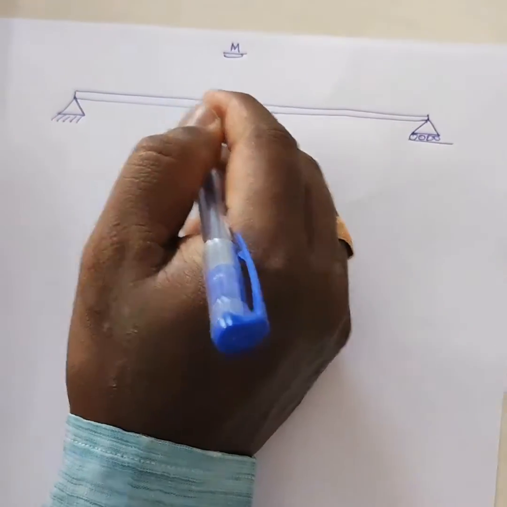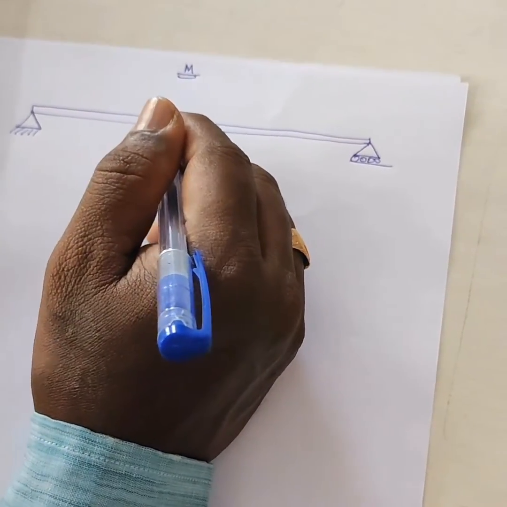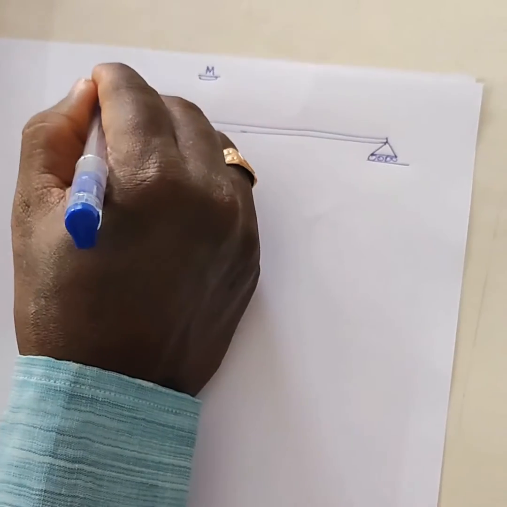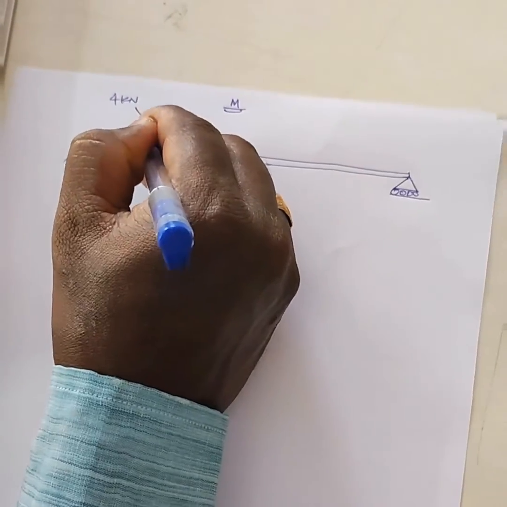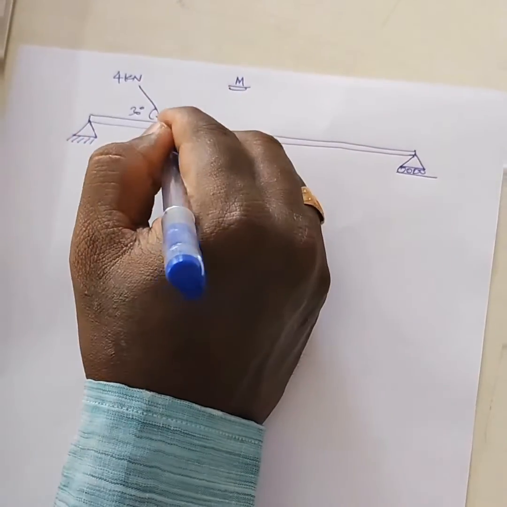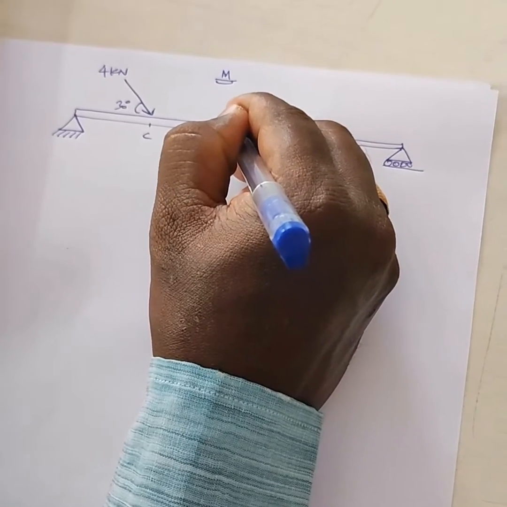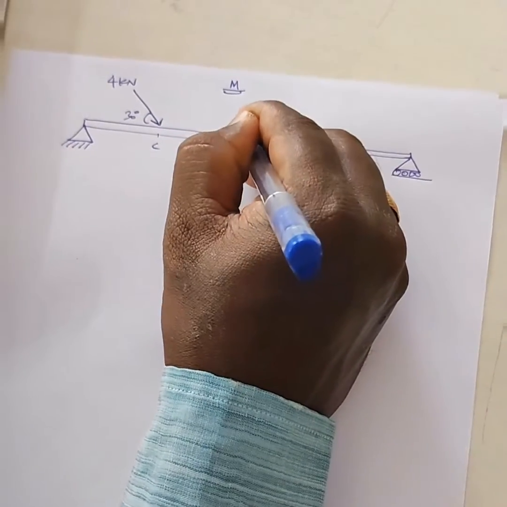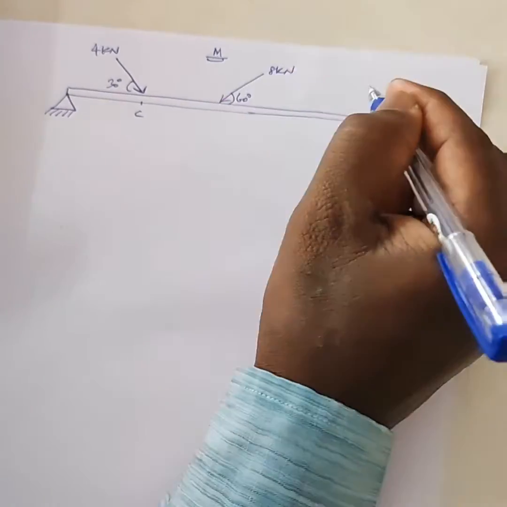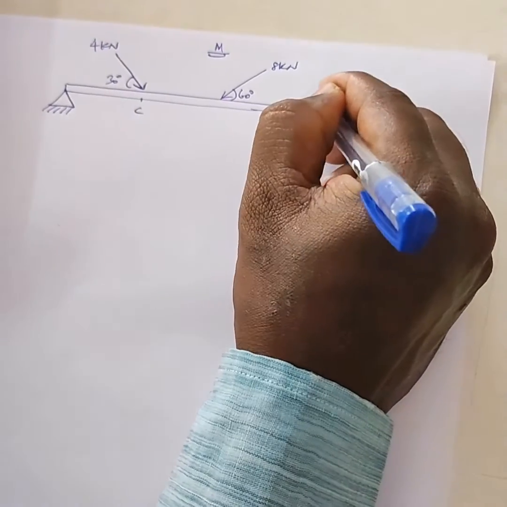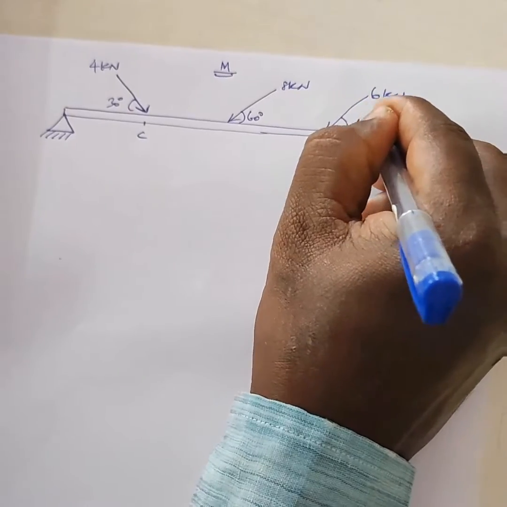Now there are various types of point loads, but making an angle with respect to the horizontal plane. For example, consider a point load of 4 kN acting at 30 degrees to the horizontal plane. This point is called C. One more point load is also acting, making an angle of 60 degrees with the horizontal plane, for 8 kN. Another point load of 6 kN is acting, making an angle of 45 degrees with the horizontal.